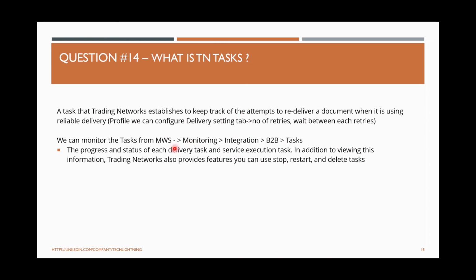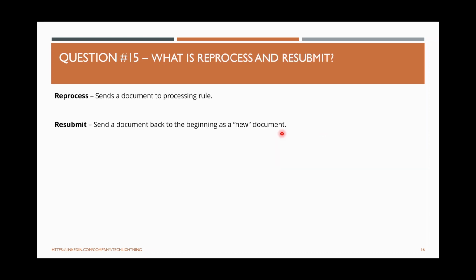So how do you do it? MWS, monitoring, integration, B2B, and you have something called task, and from there you can check the progress or status of that particular delivery of the particular business message. And if it is failed due to some reason, for example you are not able to connect to that system because the receiving partner is having some maintenance, then you can resubmit it or restart it from the task section in the MWS. I'll move on to the next one.